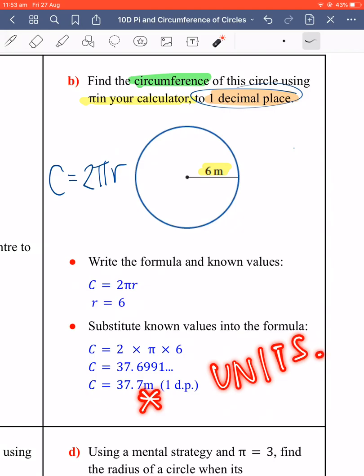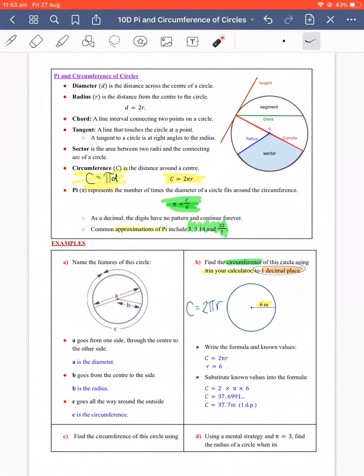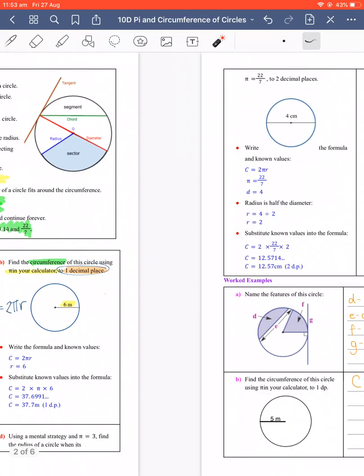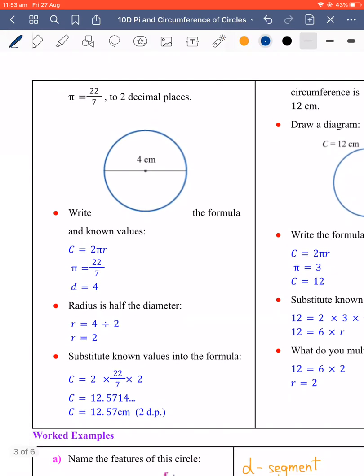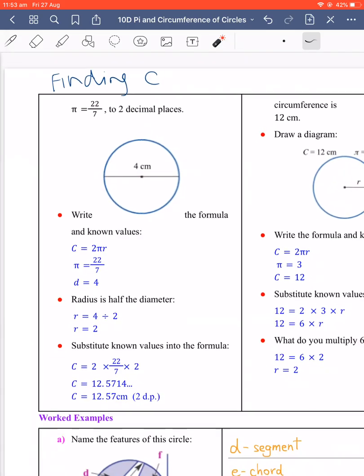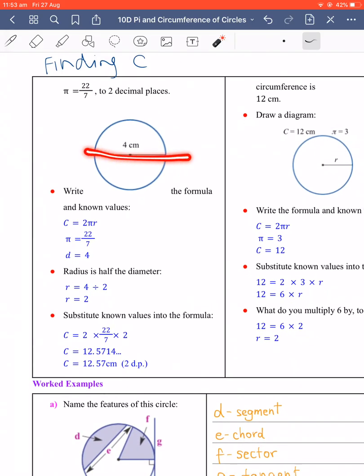Really, really important here. Okay, next example, we are finding the circumference of a circle using an approximation of pi. So we're finding our circumference. So I'll just make a little note up top here. So I'm finding C. So having a look at our picture, I actually have diameter. So I'm finding the circumference given my diameter is 4.